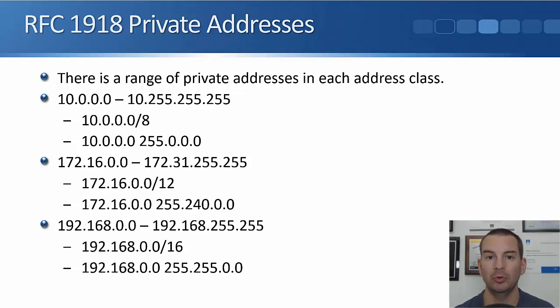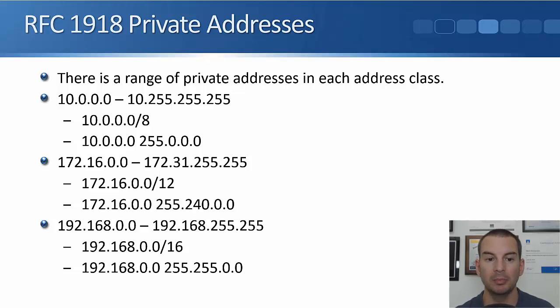In class A, we've got 10.0.0.0 to 10.255.255.255. And that uses the standard class A subnet mask of /8. So we can also write it as 10.0.0.0/8 or 10.0.0.0 with the subnet mask 255.0.0.0.